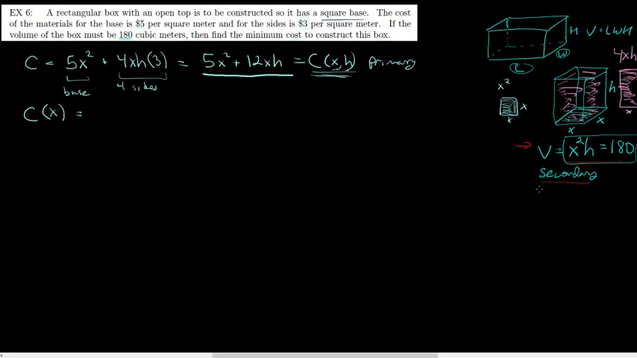If we solve this for h, we get h is equal to 180 divided by x squared. Just divide both sides by x squared. So if that's h, that's the same h as this h right here. So now we can just plug that in. The 5x squared has not changed. That stays the same. Plus 12 times x. But now h is 180 all divided by x squared.